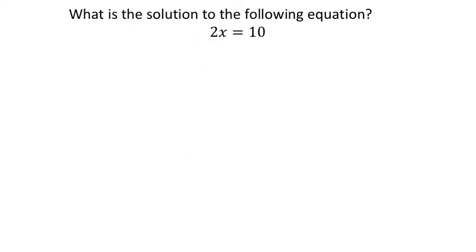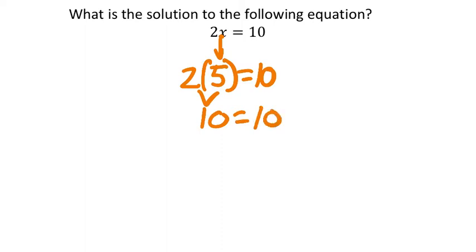What about this one? 2 times something. And this is another way you could look at it. 2 times something equals 10. So what would I have to multiply 2 by to make this equal 10? Well, it'd be 5. If I replaced x with 5 here, then you'd have 2 times 5 equals 10. And 2 times 5 does equal 10. That's true. So now I know that x equals 5.